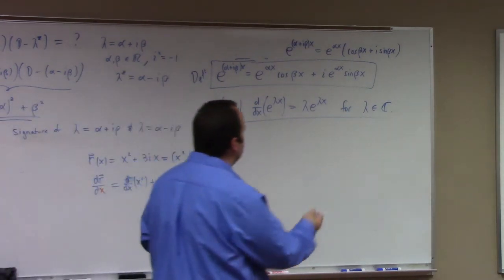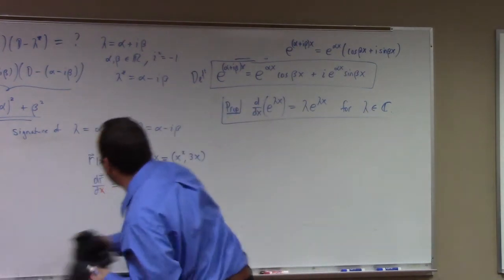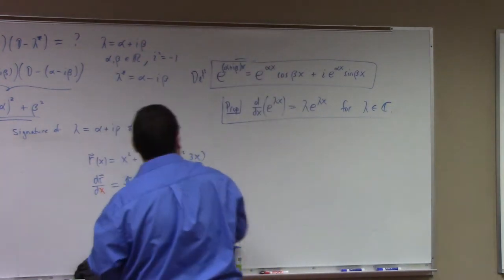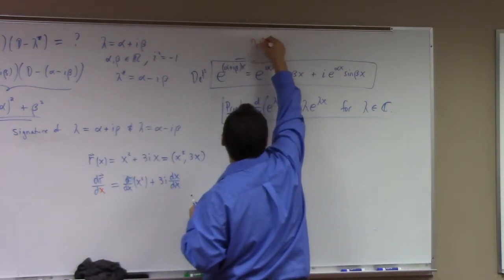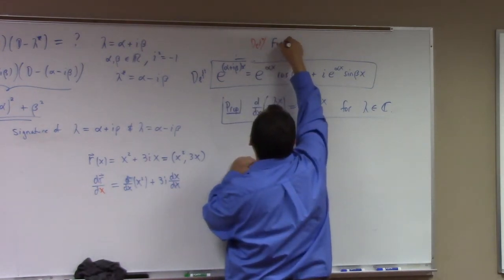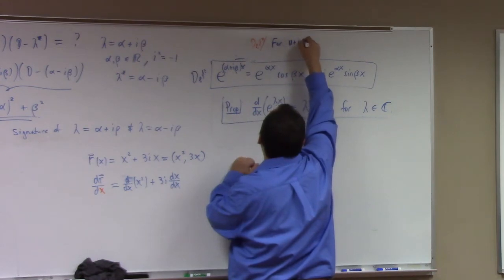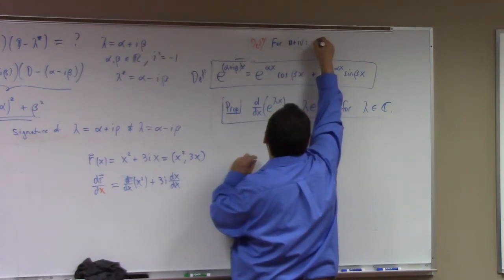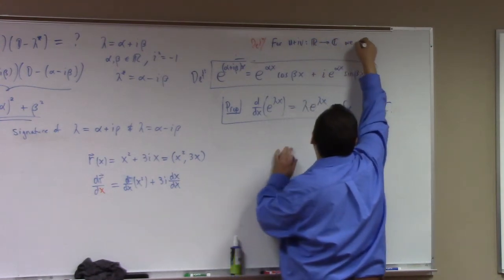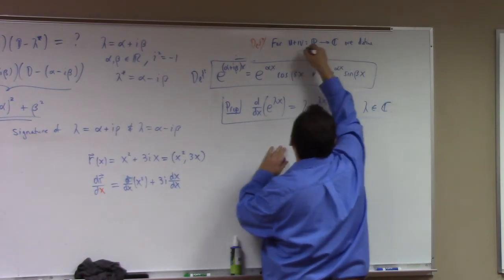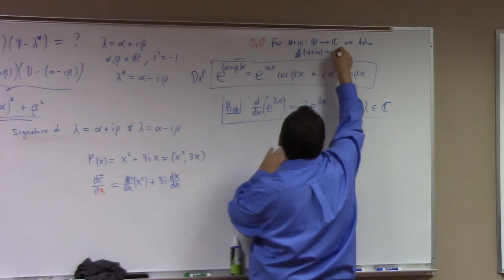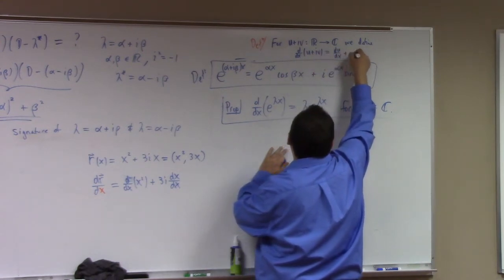I need to give you a definition. Yet another definition. I've neglected to give you a definition. Here's the definition. For u plus iv, which is a function from the reals to the complexes, we define d/dx of u plus iv by du/dx plus i times dv/dx.